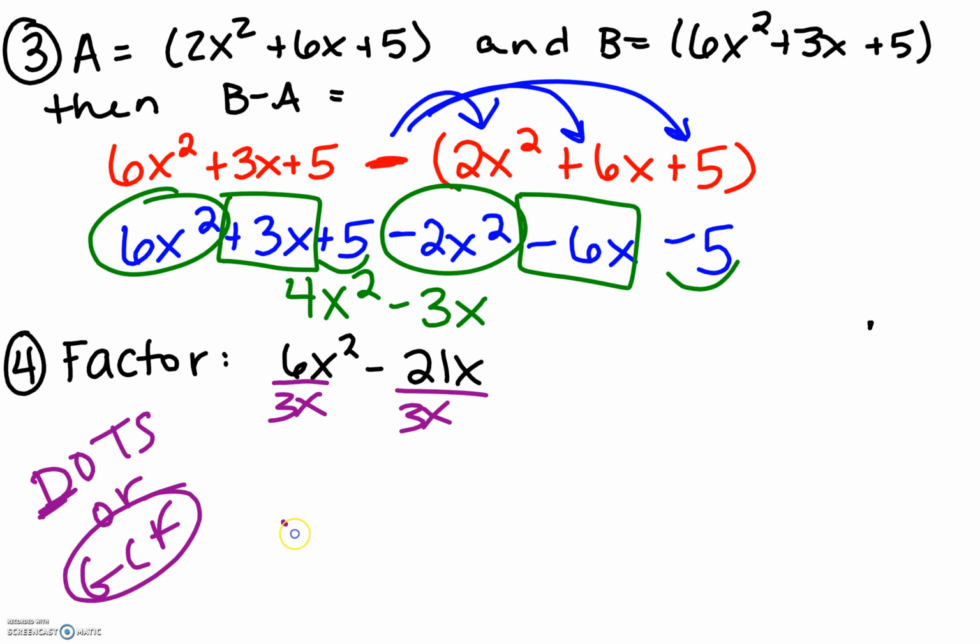So we're going to take our GCF, place it on the outside, and inside, to get what's left over, we're dividing. 6 divided by 3 is 2. x squared over x, remember we're subtracting our exponents, we're left with 1x. Minus 21 divided by 3 is 7, and the x's cancel out because x over x is 1. So our final answer is 3x times 2x minus 7.